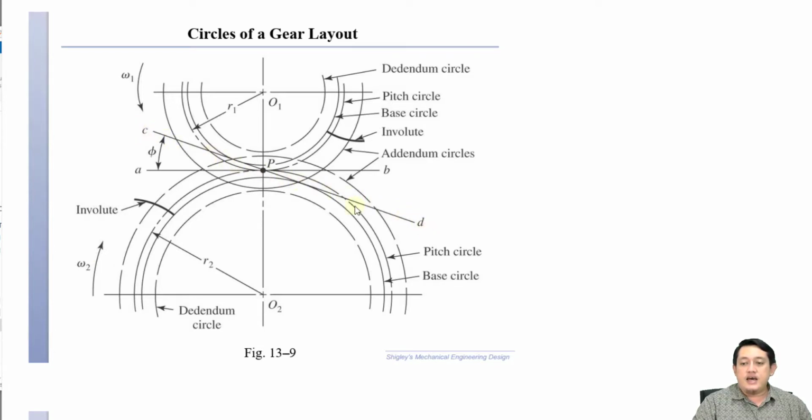Can you see this line here? This line is tangent to both of the base circles, the base circle of the upper gear and the base circle of the lower gear. This line is actually the line of action. So how can this line of action be determined? Let's take a look at this image.